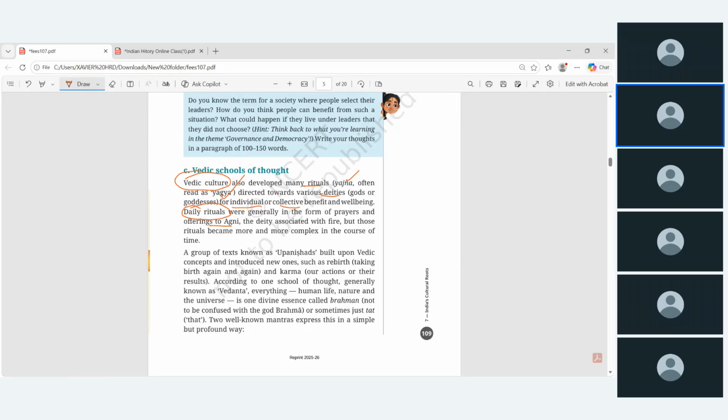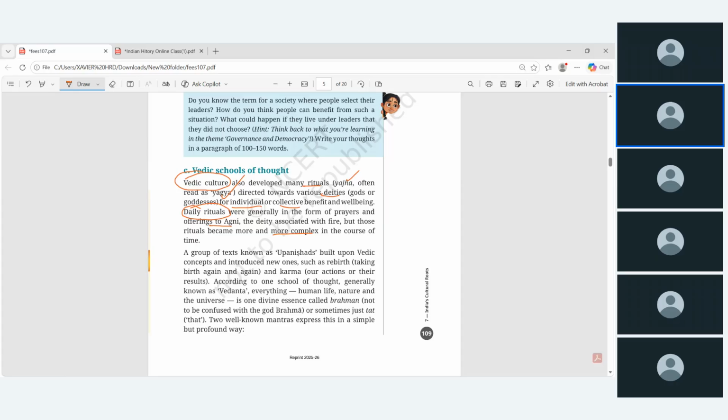At the same time, these prayers and yagyas were more complex and could not be understood by common people because of the language. Because of this one main reason, new religions emerged around 600 BC. This is one of the reasons. A complex ritual practice and an expensive ritual practice, this is also one of the reasons.